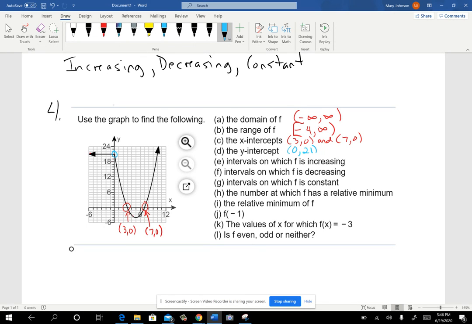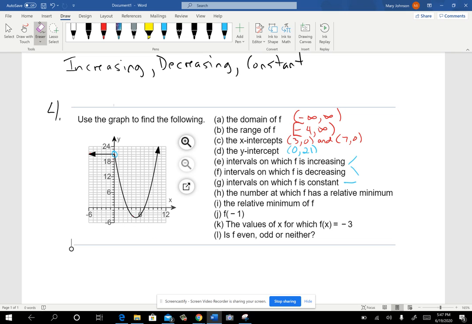All right, now the next couple of questions, the next 3 actually, deal with the increasing, decreasing, constant thing. Now, these are going to be what we call open intervals upon which the function is going up, going down, or staying the same. Increasing is when it's going up as you look at it from left to right. So it's going to be rising as you look from left to right. Decreasing would be falling as you look at it from left to right. And then constant would be if the value of f is staying the same as you look from left to right. Okay? So I'm going to do those in 3 different colors.